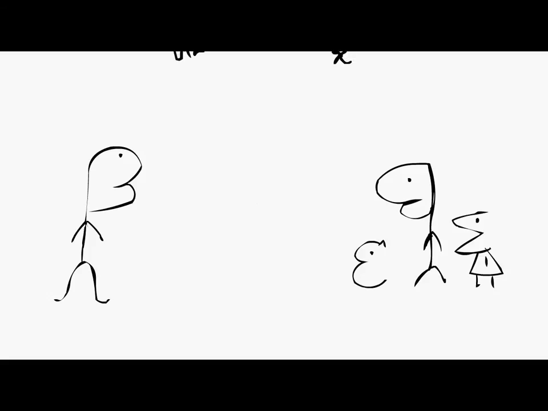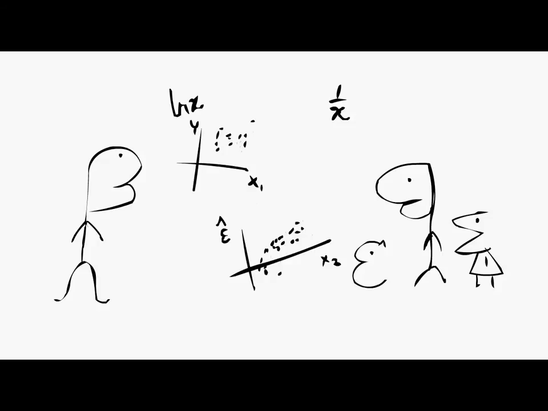Hey, hi guys. You may have heard that taking log of x or doing 1 over x can improve the fit of your regression model. This may be motivated by seeing a curve in the scatter plot of y versus x or in a residual plot of residuals versus the x's.